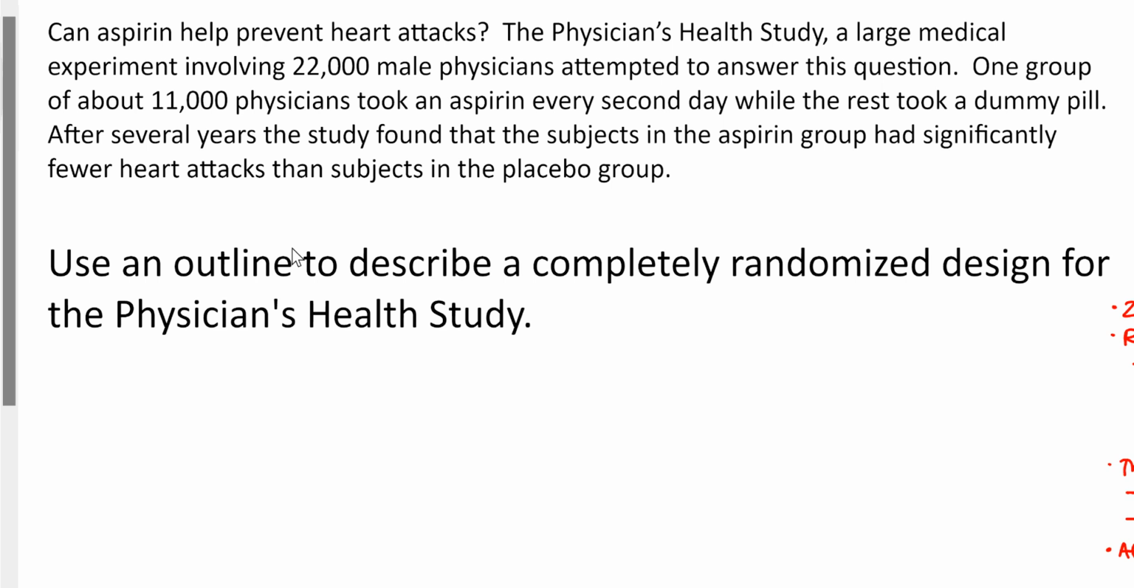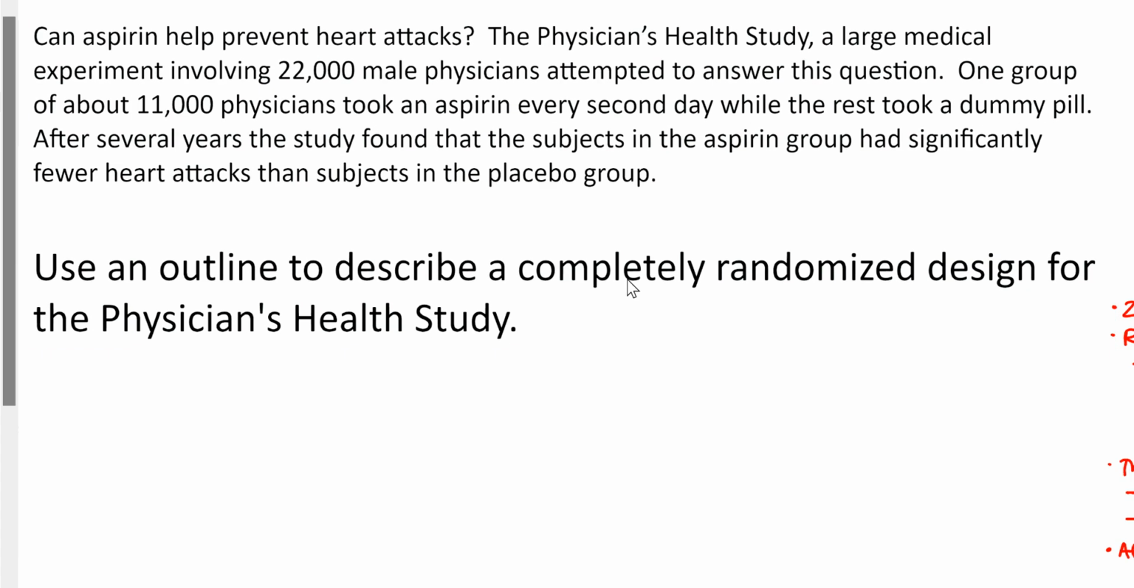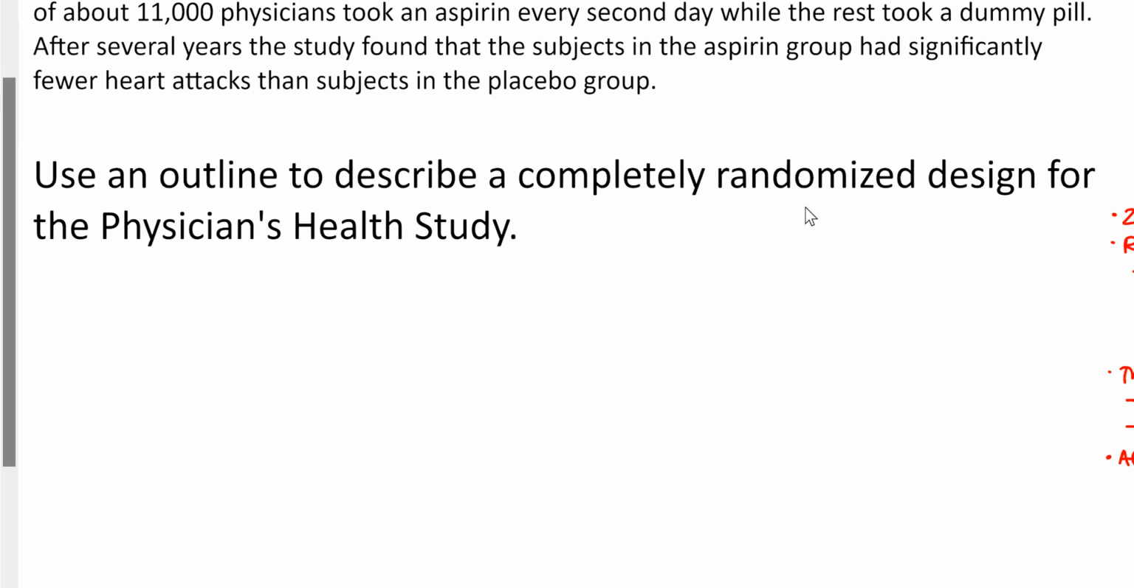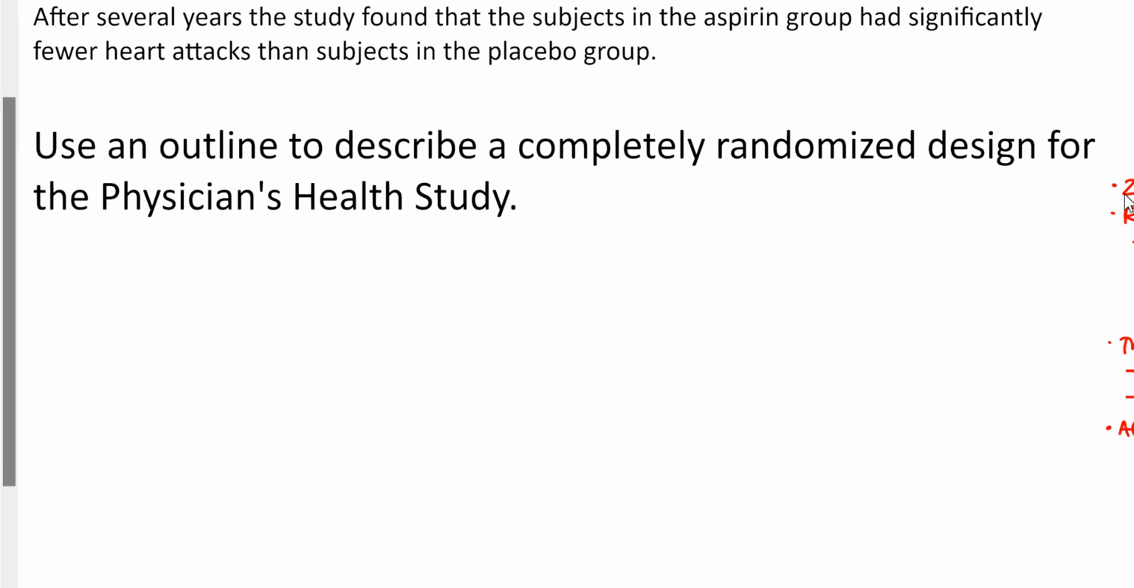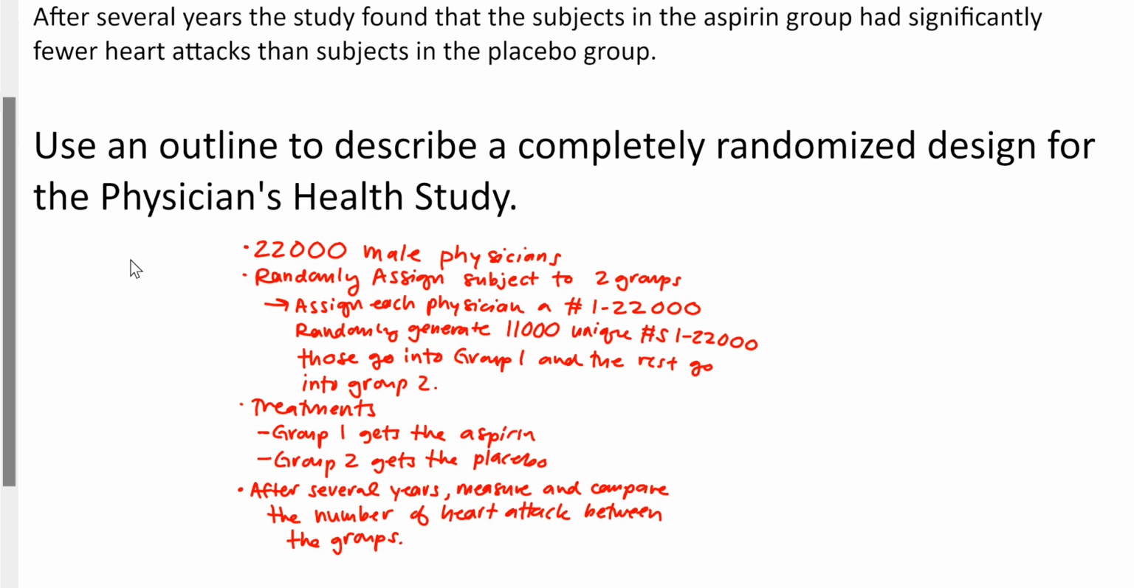We want to be able to say, with a good design, that the aspirin actually caused that. So what we're going to do here is we're going to use an outline, and you could also make a paragraph to do that. And this is what I would kind of make it look like. I've got 22,000 male physicians, and I randomly assign subjects to 2 groups. And I'm going to explain that. So I assign each physician a number 1 through 22,000, randomly generate 11,000 unique numbers. Those go into group 1, and the rest go into group 2. So I kind of divvy them up.